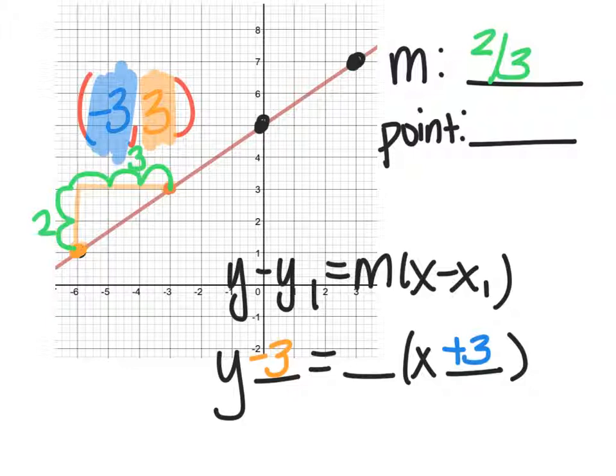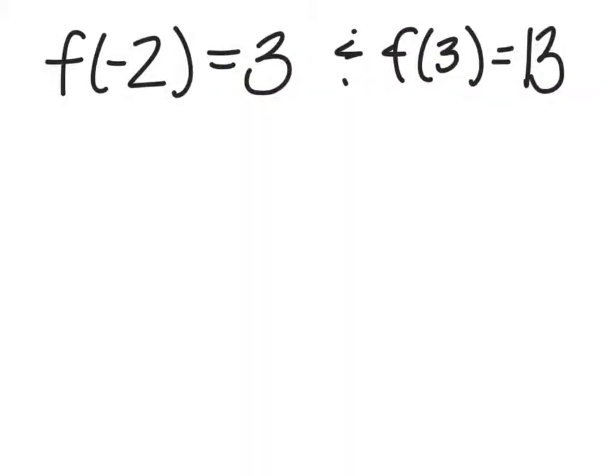So I can go ahead and fill that in down here, because I know that this is my m value. And lastly, sometimes they're going to give you 2 points and ask you to find the point slope form of the line. Well, first of all, we need to identify what these points are.